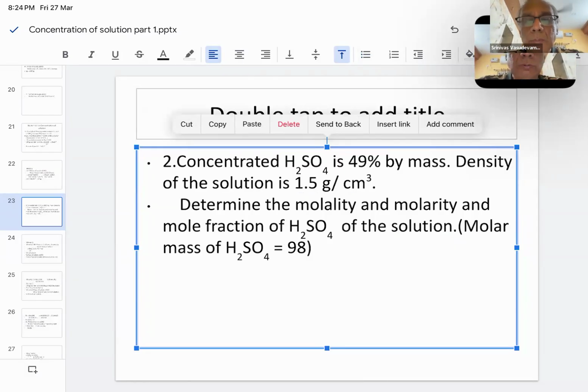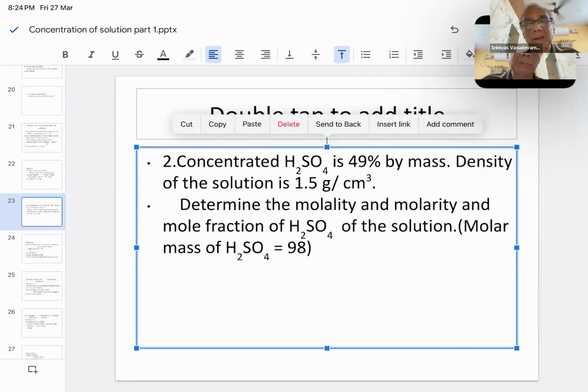Density of the solution is 1.5 gram per centimeter cube. So percentage mass is given, density is given. Determine the molality, molarity, and mole fraction of sulfuric acid in the solution. Molecular mass, I have given it as 98. It may not be given as well because sulfur 32, oxygen 16, hydrogen 1, you should be knowing it. So molecular mass of sulfuric acid is 98.